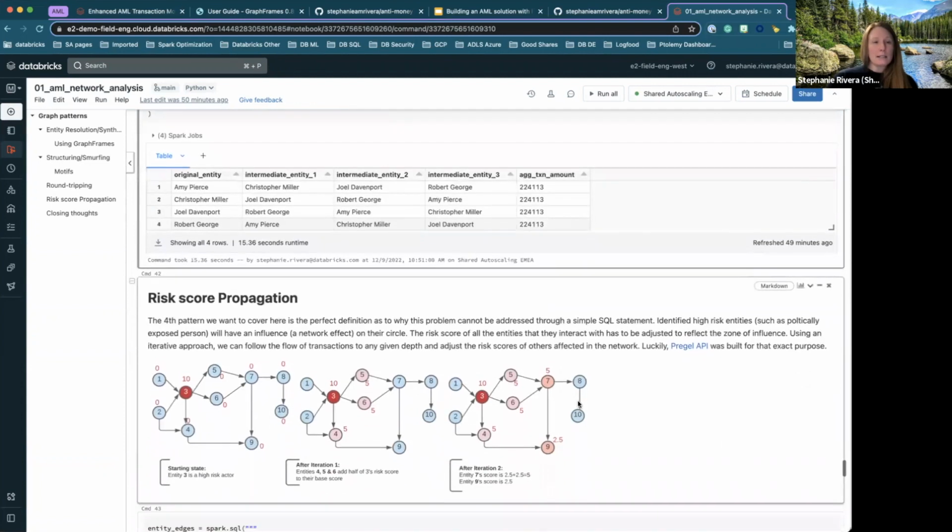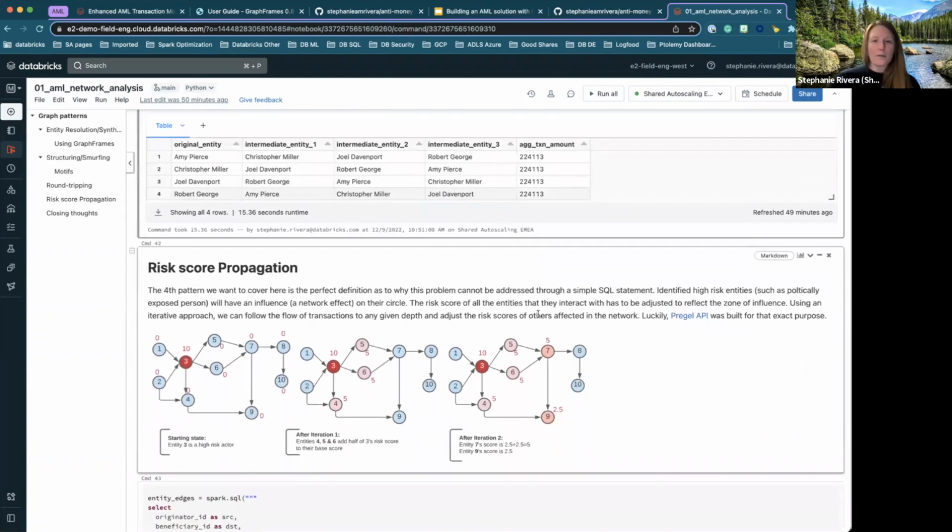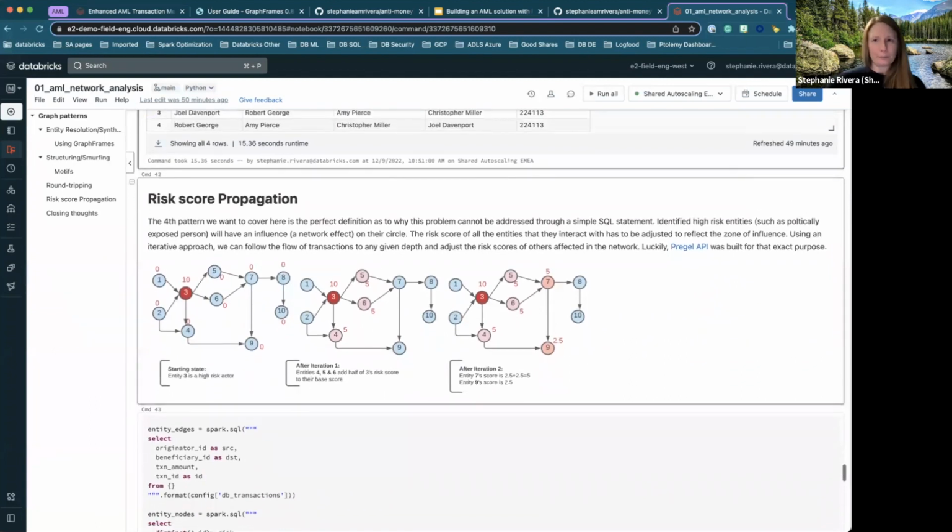And last but not least, we have risk score propagation. So risk score propagation is actually kind of cool. It's more complicated in terms of graphs than the GraphFrames library supports, but we actually have something called Pregel, which is a little bit more complex, and it was kind of built for this purpose, in the sense of seeing how a specific node in a graph can propagate out to its neighbors.